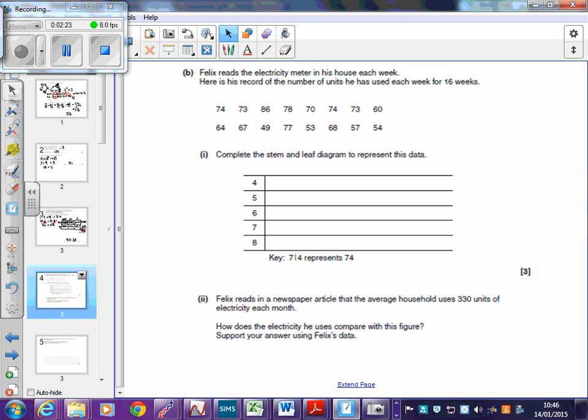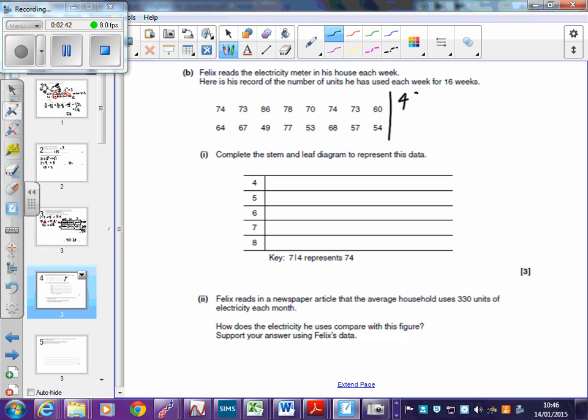Part B, Felix reads the electricity meter in his house each week. Here is the record of the number of units he's used each week for 16 weeks. Complete the stem and leaf diagram to represent this data. A good idea is to write them out in numerical order first so that you don't make a mistake on your stem and leaf diagram, because remember you have to have really neat columns. So I'm just going to quickly do that at the side.